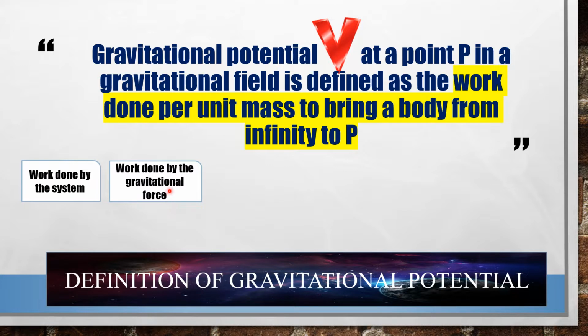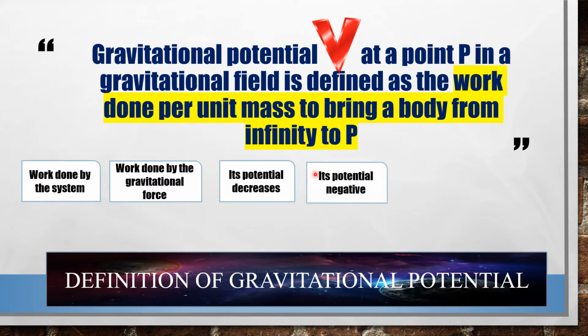When work is done by the gravitational force or work is done by the system, its potential energy will decrease. When its potential decreases, then the potential value is negative, which is V equals negative GM over R squared.